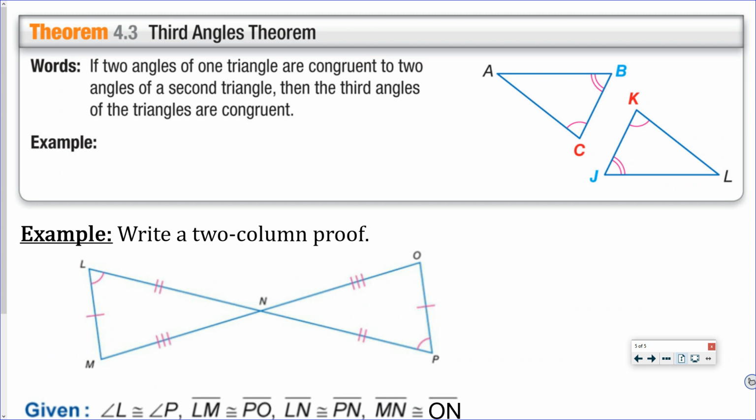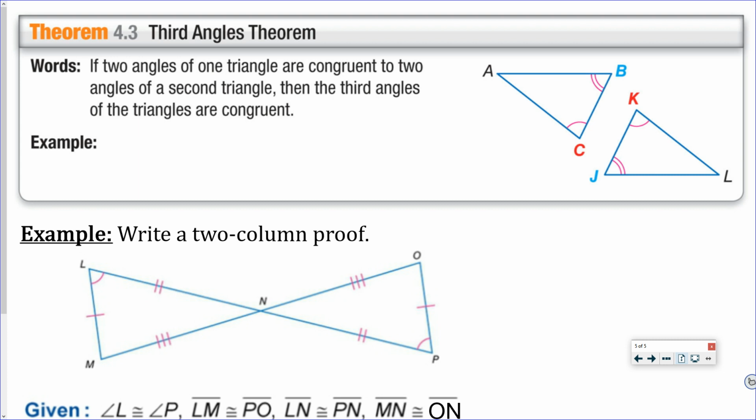Okay, here's our last theorem of this lesson, and it seems pretty obvious, or like common sense, I guess. If we know 2 angles in one triangle are congruent to 2 angles of a second triangle, then this third angles theorem allows us to conclude the third angles are also going to be congruent. Why does this make sense? Well, obviously, if these 2 angles have the same measure as these 2, what do these 3 have to add up to? And what do these 3 have to add up to? So it makes sense that these would also have to be the same because these are going to sum the same.